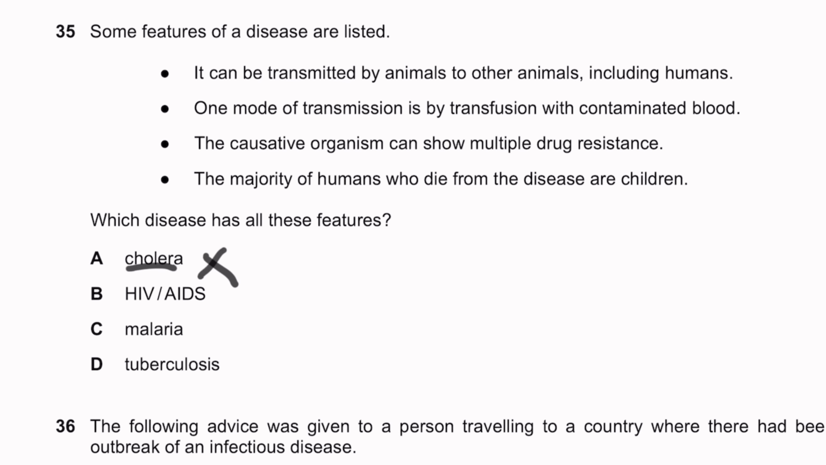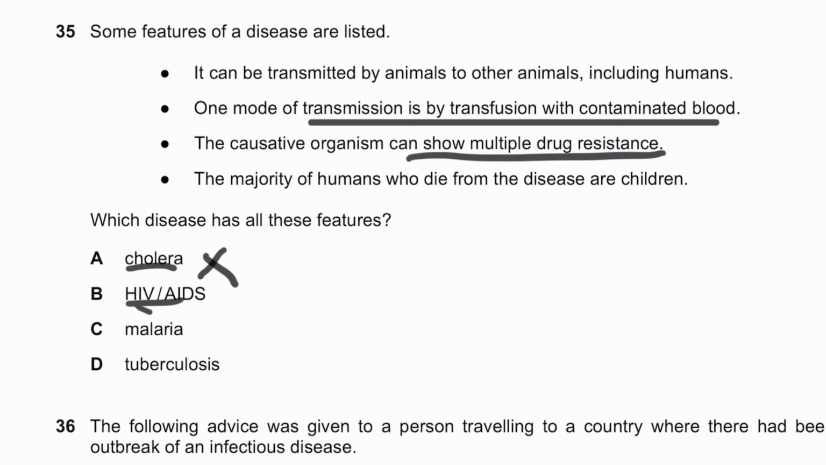Cholera is not correct because the mode of transfusion, this is obviously wrong. Okay, HIV or AIDS, well, really, when it shows multiple drug resistance, we don't really have many drugs against HIV. We couldn't really produce anything much against it, and so we can't really assume that. However, we can assume malaria because malaria does have multiple drug resistance, and it also can be transmitted by blood, by transfusion via mosquitoes, and also by transfusion of blood.